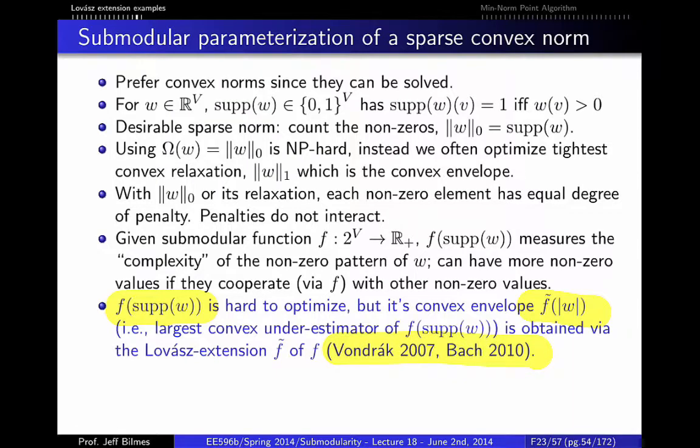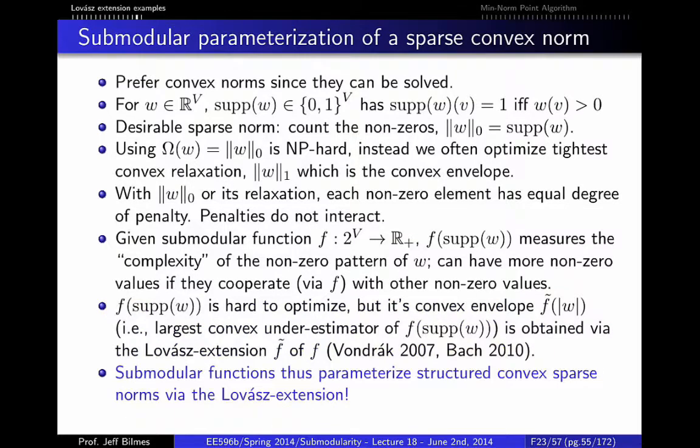But basically what this means is that the Lovász extension of the absolute value of w turns out to be a norm. It's a convex norm, and it's the convex envelope of the submodular function applied to the support. So it has the same sort of properties, analogous to the L1 being a surrogate of L0. The Lovász extension is a surrogate of the submodular function of the support.